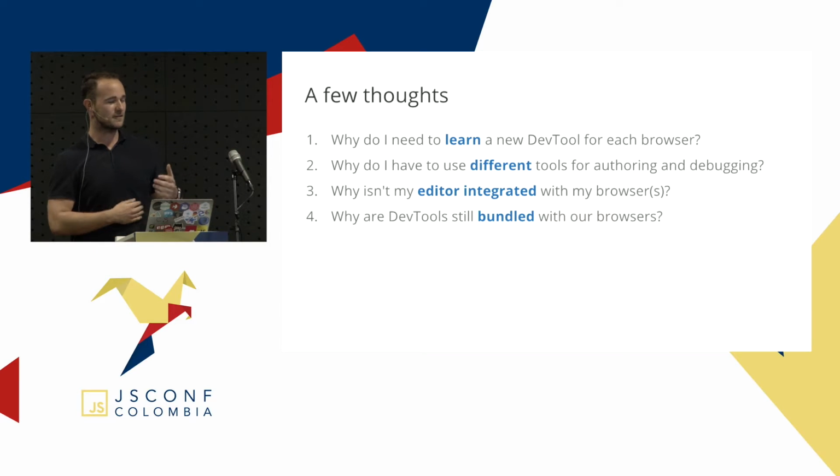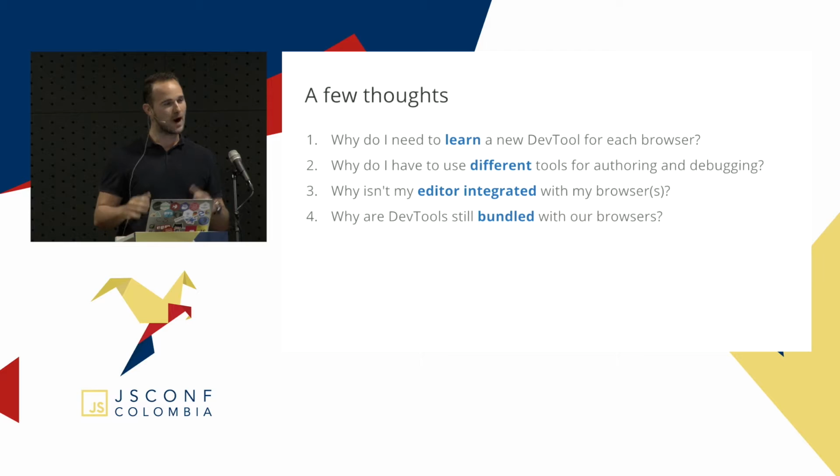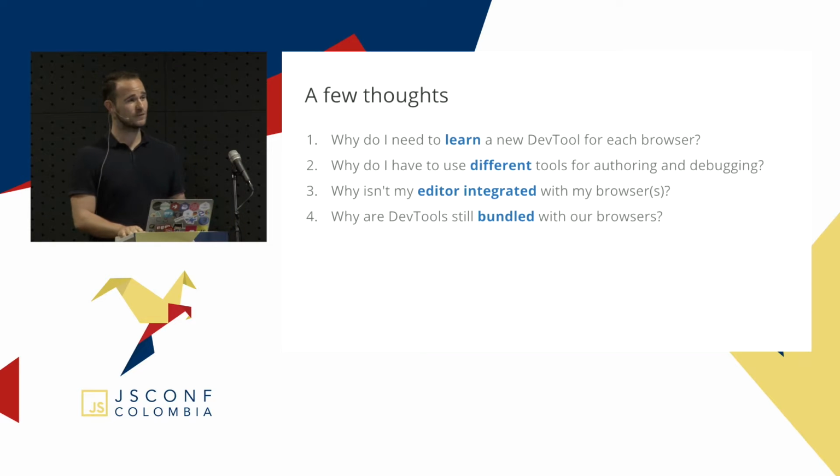And some of the thoughts I'm asking myself is, why is it a given that I have to learn a new dev tool for each browser? If I prefer Edge dev tools, why can't I use that with Firefox? Or if I prefer Chrome dev tools, why can't I use that with Edge? Why do I have to use different tools between authoring and debugging? Why is that a given? Why is that something we cannot change? Why isn't my editor more integrated with my browsers? The reality is I need to target a lot of different browsers every day. Why are dev tools still bundled with our browsers and docked at the bottom of the screen? I don't know, but that's some of the things I'm trying to figure out because that's my job, right?